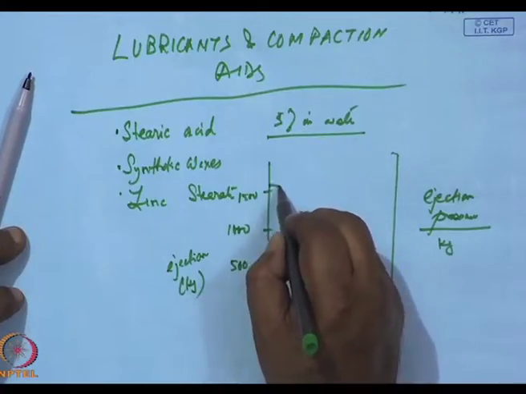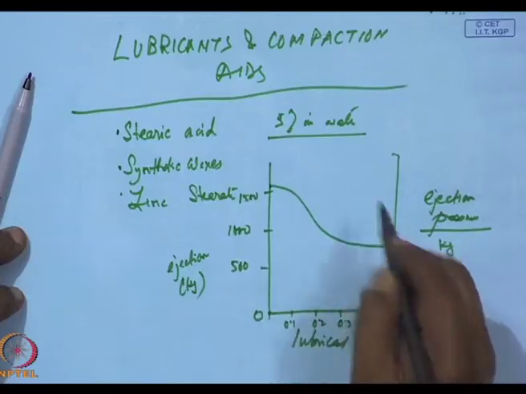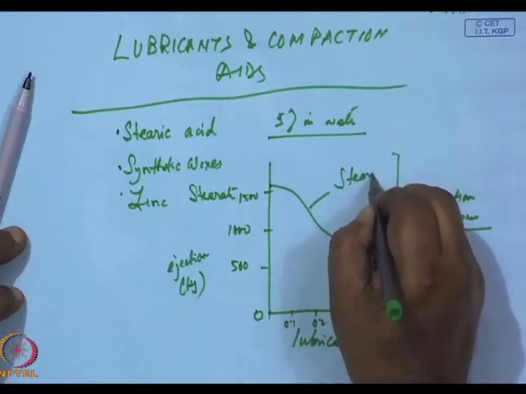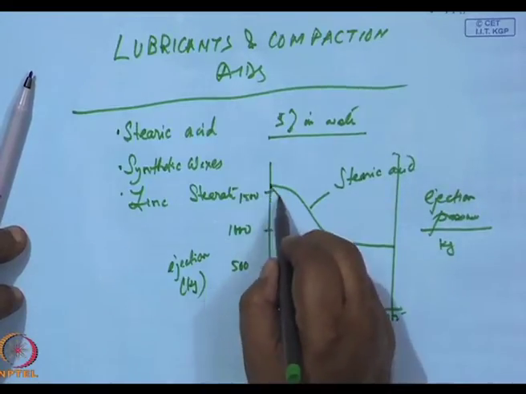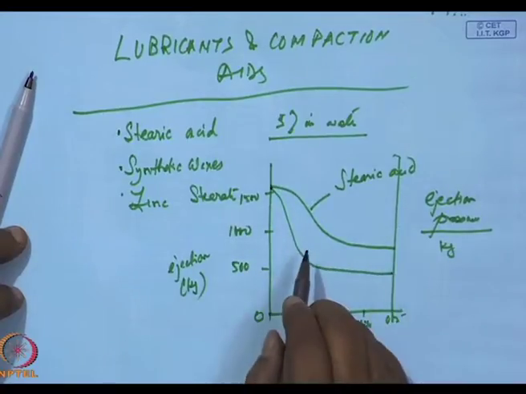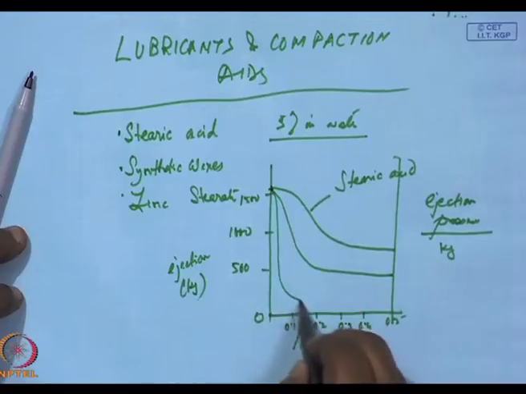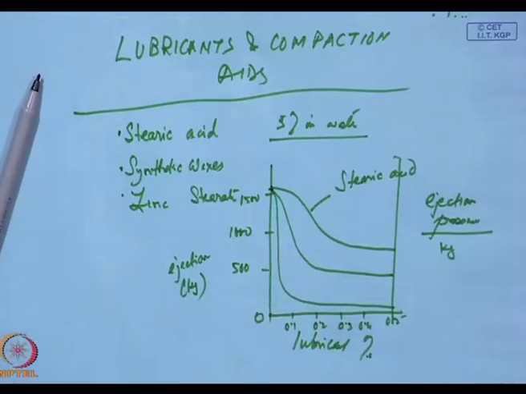Stearic acid would behave this way. Synthetic wax would be something like this, and zinc stearate would be something like this. What it means is very simple, that if you are using zinc stearate, you can use much lower ejection pressures than you need to with stearic acid.